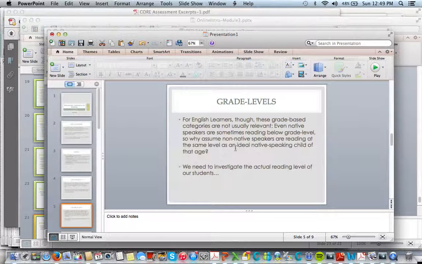So even native speakers many times are not reading at grade level. Even native speakers in fifth grade are not always reading at a fifth grade reading level. So these are like ideal reading levels for native speakers who are doing well. So we need to find out our learners' actual reading level. We can't assume that just because they're in second grade that they're reading second grade level texts.